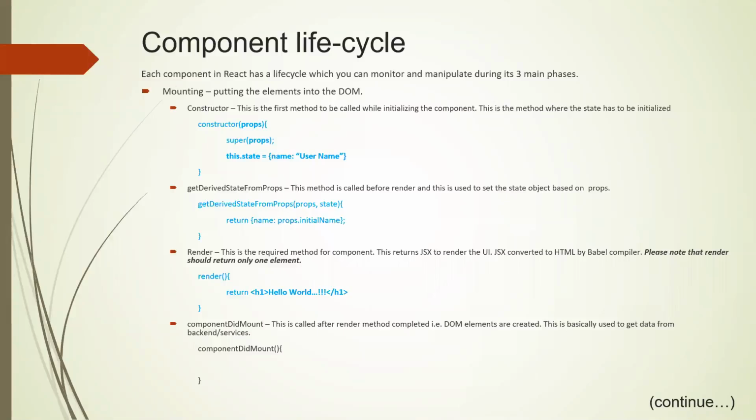So we have to be cognizant of these lifecycle methods. Otherwise, if we make any mistakes, suppose we make any changes to the state in the render method, then whenever a change happens to that state, the render will be called.